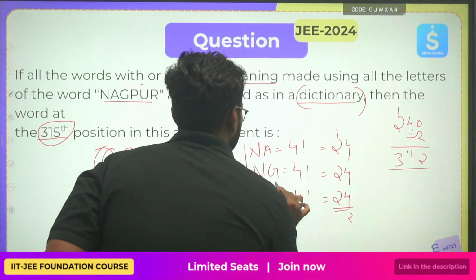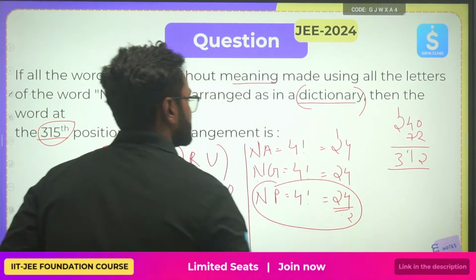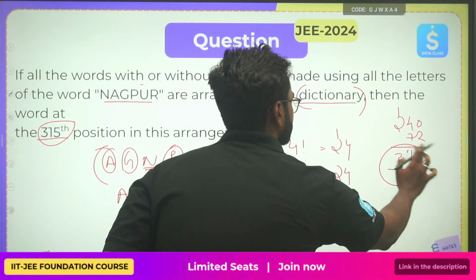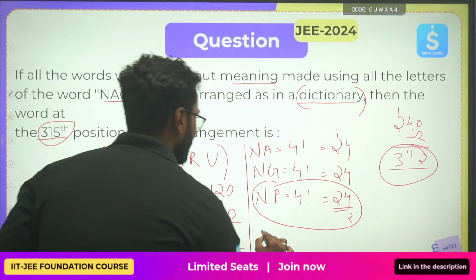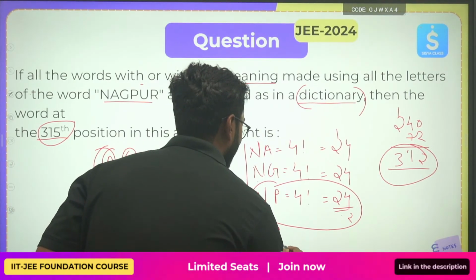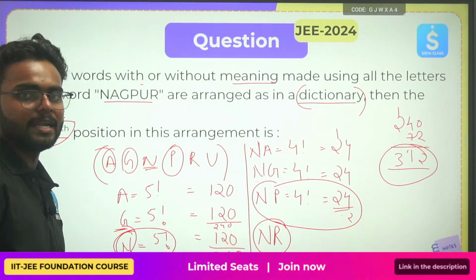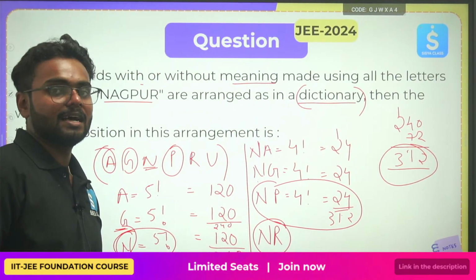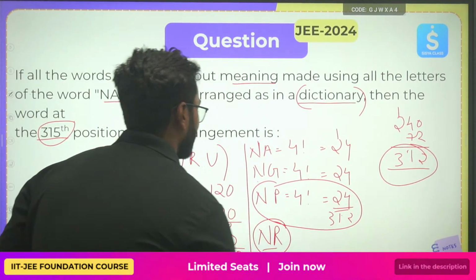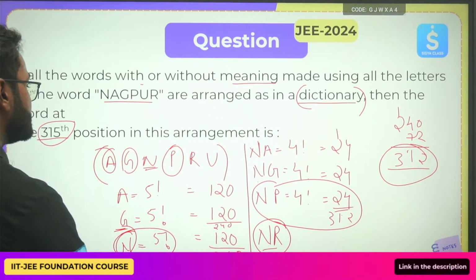We are done with these many words. We have completed 312 words, right? The next series that would start is NR. We would be starting our arrangement with NR. Let me tell you why. Till here we have completed 312 words. The next series that would start is NR, right? So let us check.